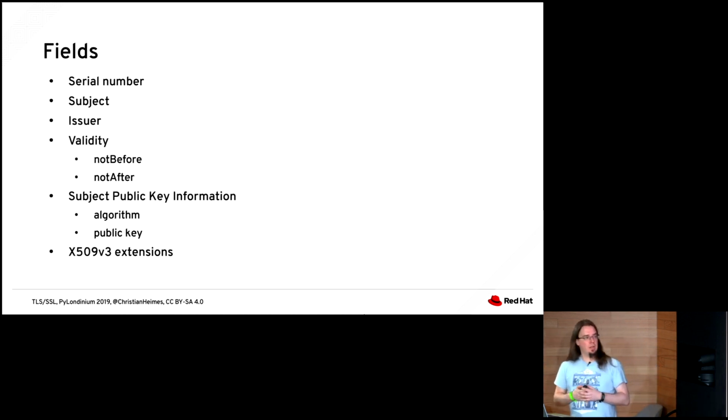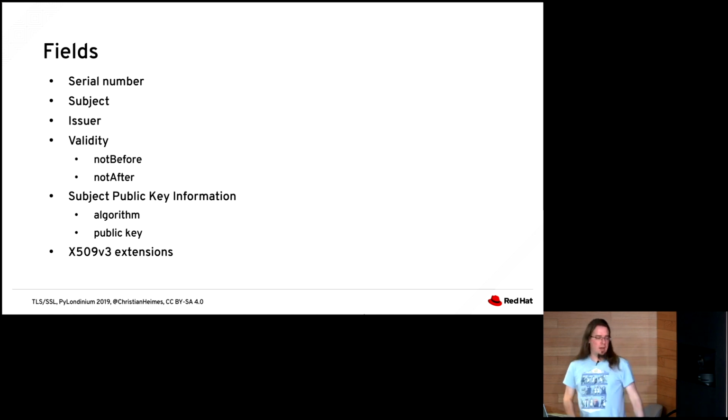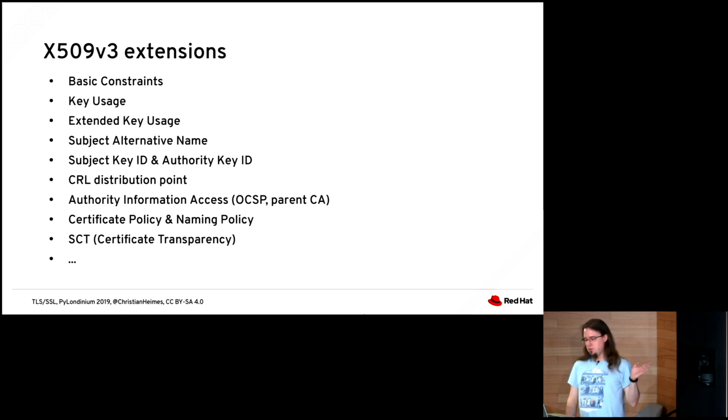There are lots of different fields. There's always a serial number. There's the subject of the cert, there's the issuer that issued the cert, there's how long the certificate is valid, usually for Let's Encrypt it's 3 months. And subject public key information is the public key of the certificate, and a bunch of extensions, which can be constraints, key usage, subject alternative name, something with OCSP, and yeah, it's a lot.